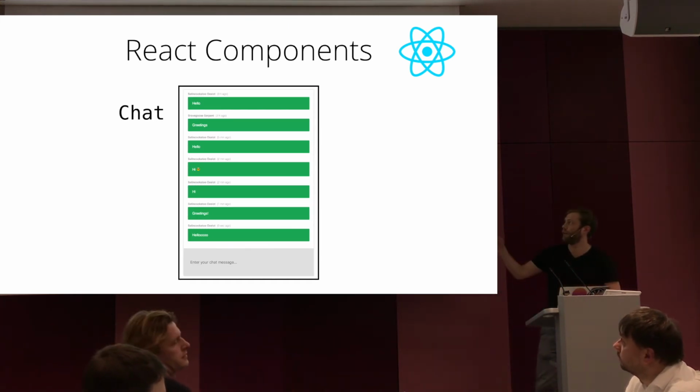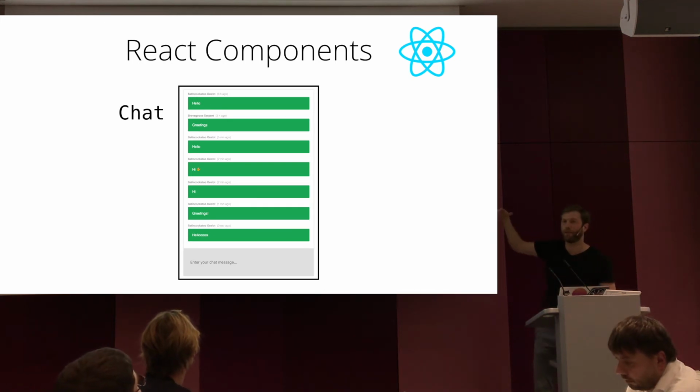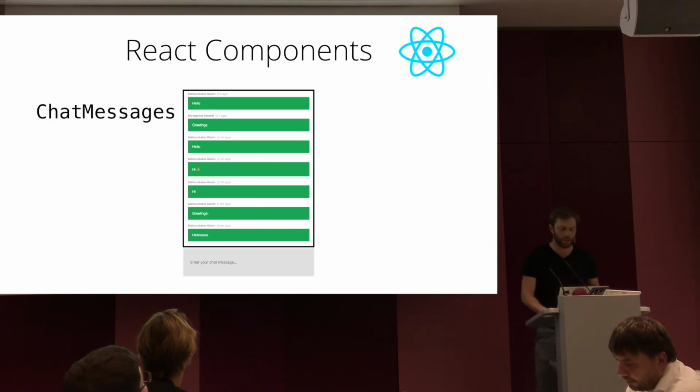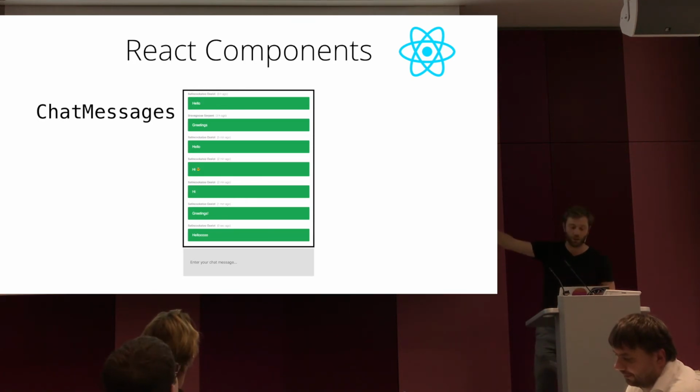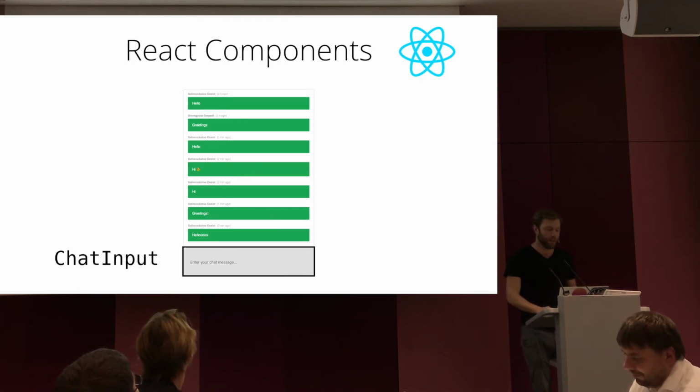So the React components that we're using: we have this chat. This is what the UI looks like, and this whole thing is managed by a component that is called chat. Inside the chat, we've got the chat messages component that is going to render a list of individual chat message components. And down here, we've got the chat input component.